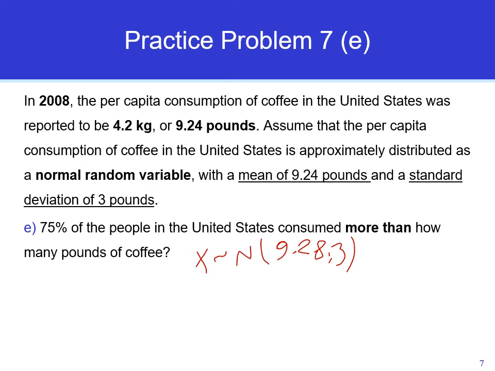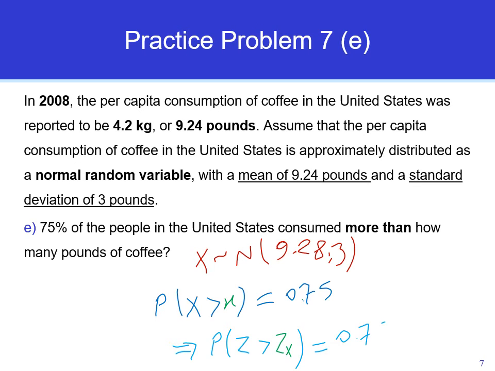What we are looking for is, we know the probability is equal to 75%, and we are looking for x such that the per capita consumption is greater than that value. The probability would be 75%. To solve this problem, the first thing we need to do is convert this to the z distribution. That would be the probability that z is greater than z of x. We know that the probability is 75%. Before we move on, we need to convert this to a less-than probability, because this is how the z distribution table works. It's for less-than probabilities.